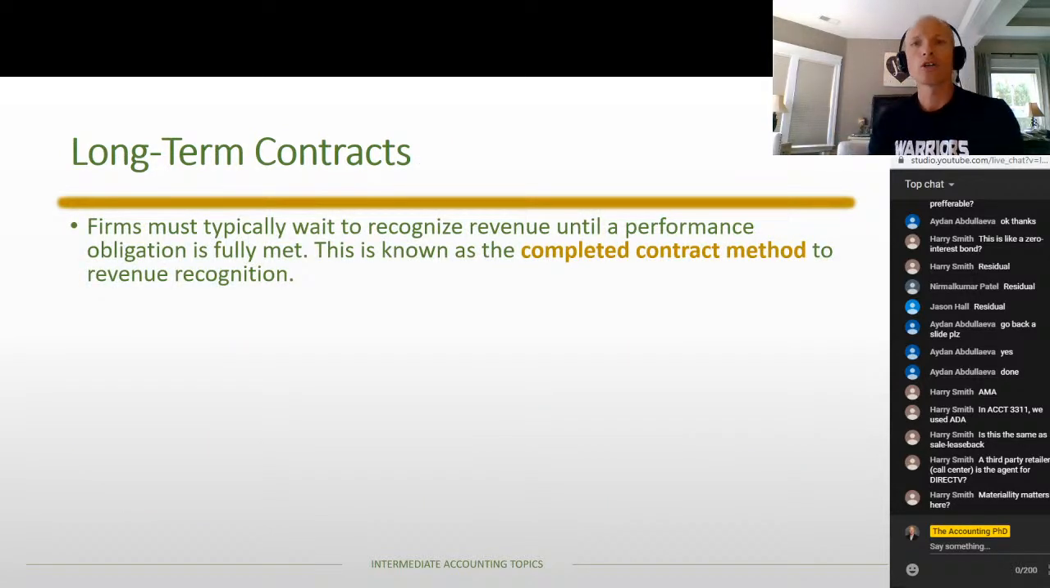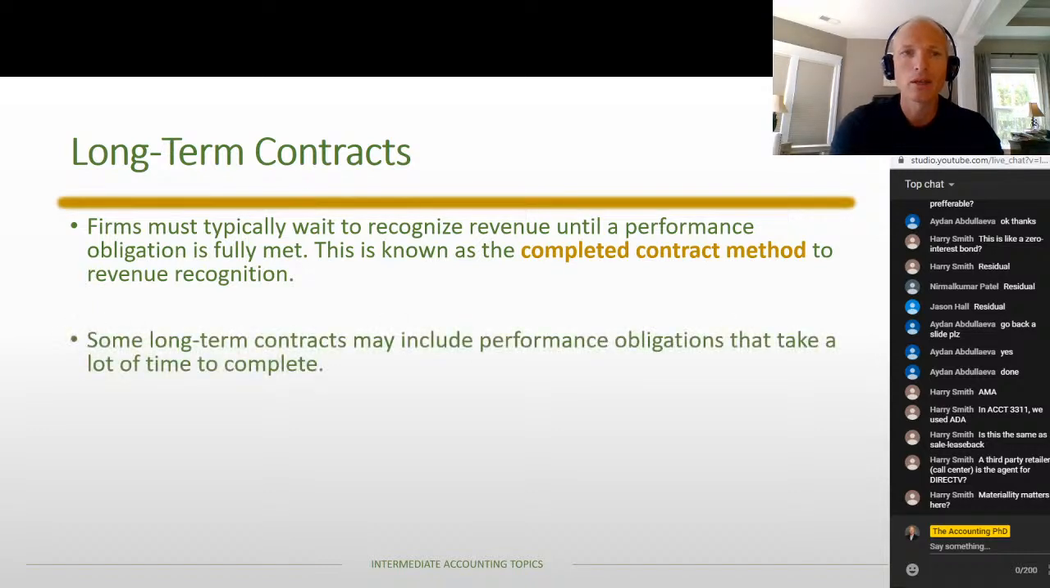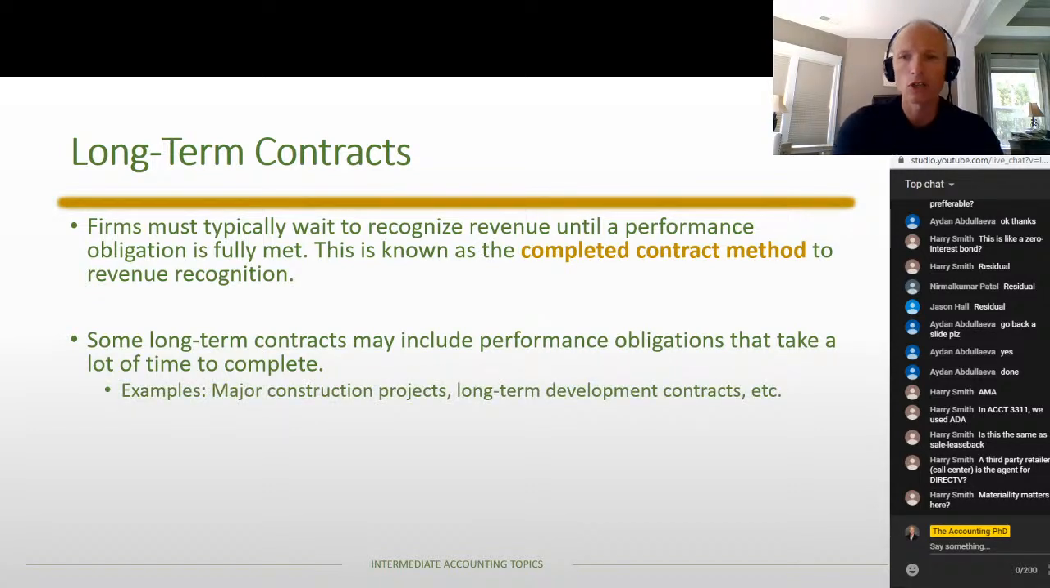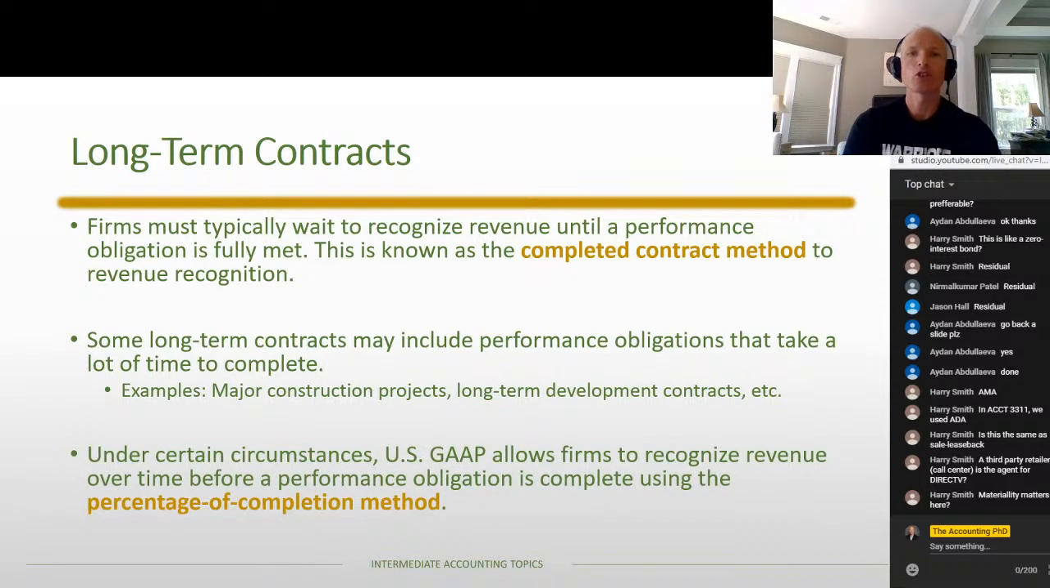All right, a little more on long-term contracts. Typically, companies have to wait until their performance obligation is fully met before they can recognize revenue. That's called the completed contract method. However, there are some long-term contracts where there are performance obligations that can take a lot of time to complete. So major construction, long-term development, all those kinds of things. So under certain circumstances, US GAAP allows the company to recognize revenue over time before the performance obligation is complete. And this is using the percentage of completion method. So this is an allowable method under US GAAP for long-term contracts.